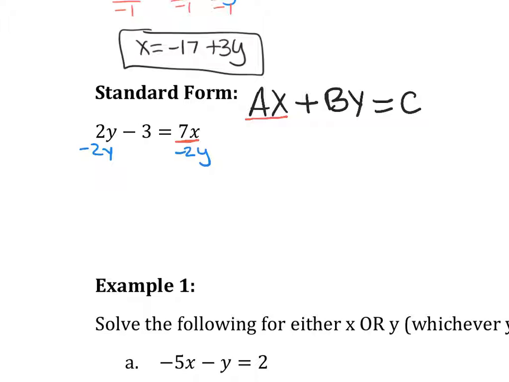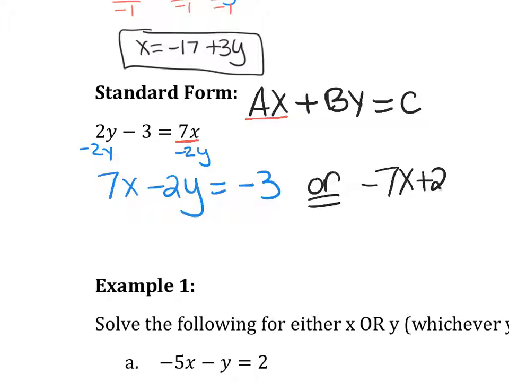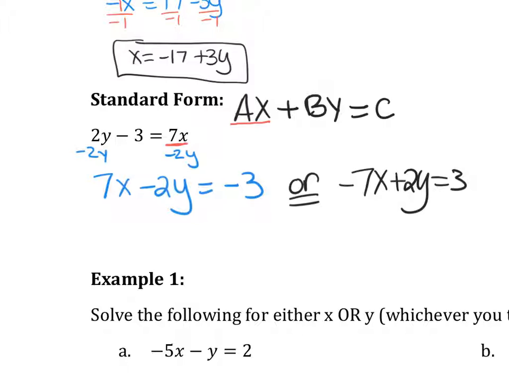So then we'll have our 7x minus 2y equals a negative 3, which is our x term plus our y term equals a number. So you could also move the variables over to the other side. You could have subtracted 7x and then added 3 to get that. And that would be okay too. Or you would end up with a negative 7x plus 2y equals 3. So if you notice, all of the signs are opposite. So either of these would be correct. It's just whatever way you want to move your variables.